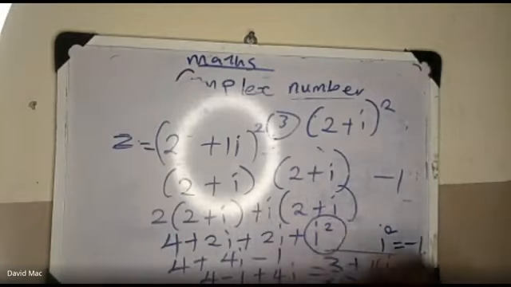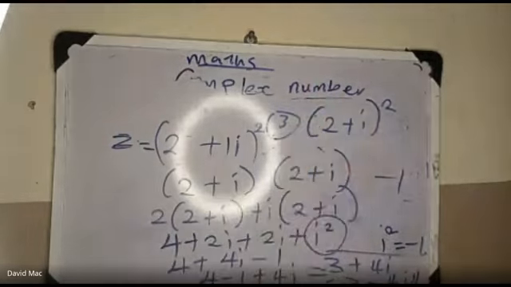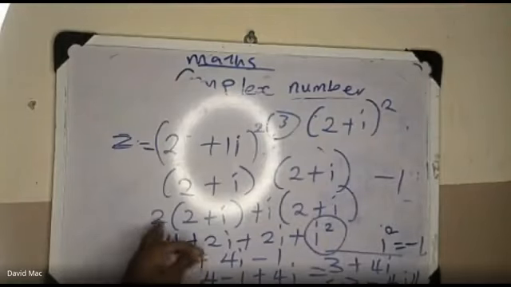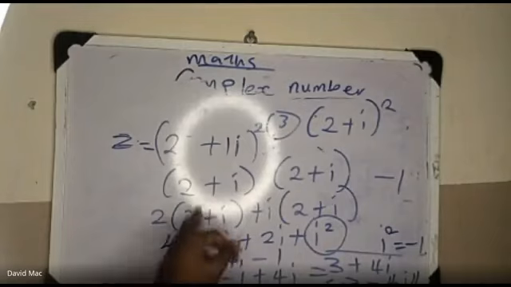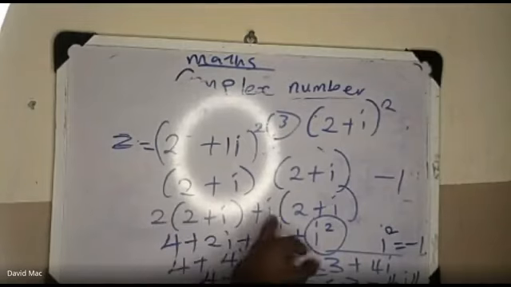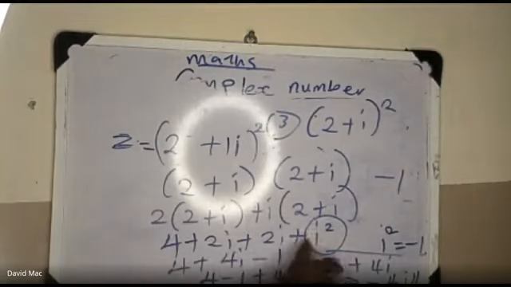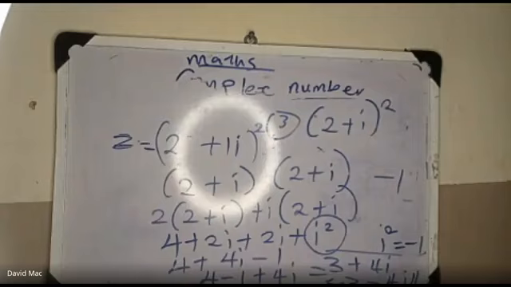So when you open your bracket now, I believe you know how to open brackets. Is that also basic maths? So when you do that, you're going to have 2 times 2, which is 4, 2 times i, which is 2i, i times 2, which is 2i, and i times i, which is i squared. Understand? So just that part, coming down, 2i plus 2i is equal to what? Is equal to 4i.